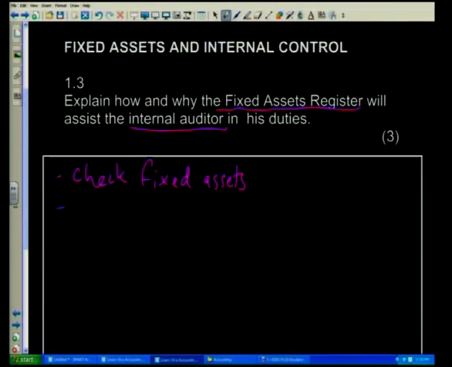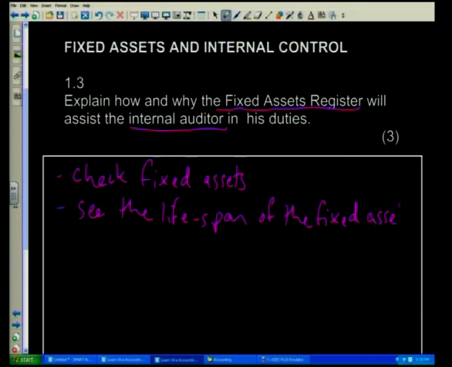A second important thing is that the internal auditor would be able to see the lifespan of the fixed assets. In other words, the accumulated depreciation. This will be very, very important for drawing up the balance sheet, and it will also be very important when it comes to valuing the assets if you want to sell them.